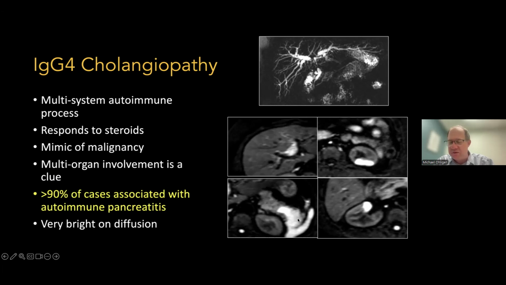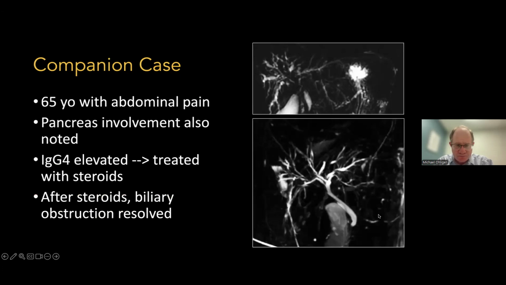Many of them are associated with autoimmune pancreatitis, which we can see on MRI as well, and many patients have renal lesions. So here's a companion case, again, a patient with a terrible looking biliary tree. They realized the IgG4 was elevated, gave them steroids. And again, we can see here on MRI, we can just see resolution of pretty much all those findings.